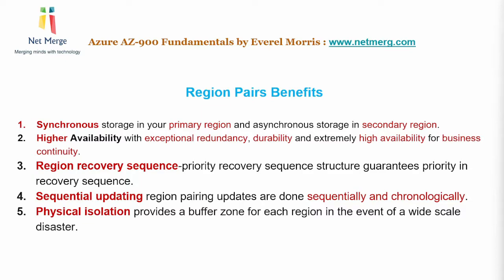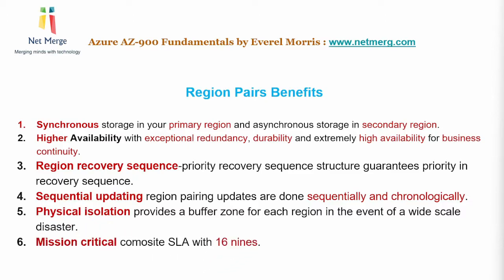The availability zones within a particular region are isolated because each region is approximately 300 miles apart. There's this buffer zone. If you have a natural disaster, it's unlikely that the same natural disaster will impact you 300 miles away. So you get physical isolation with region pairing.